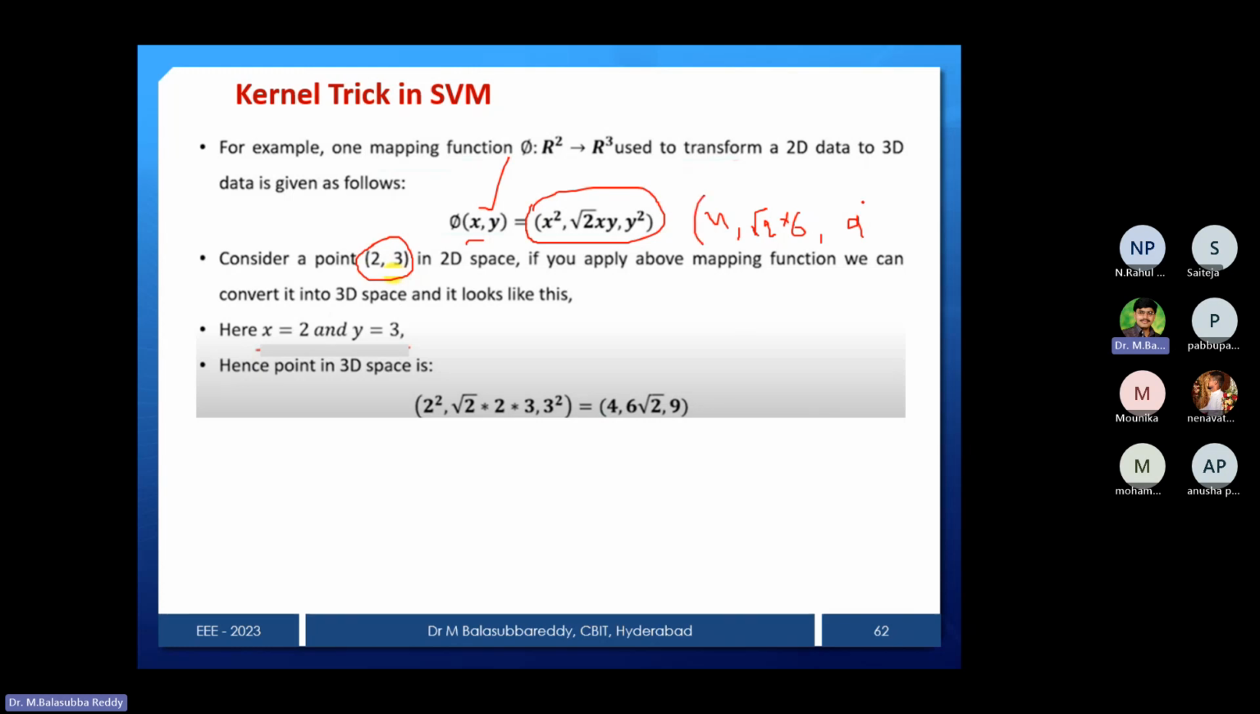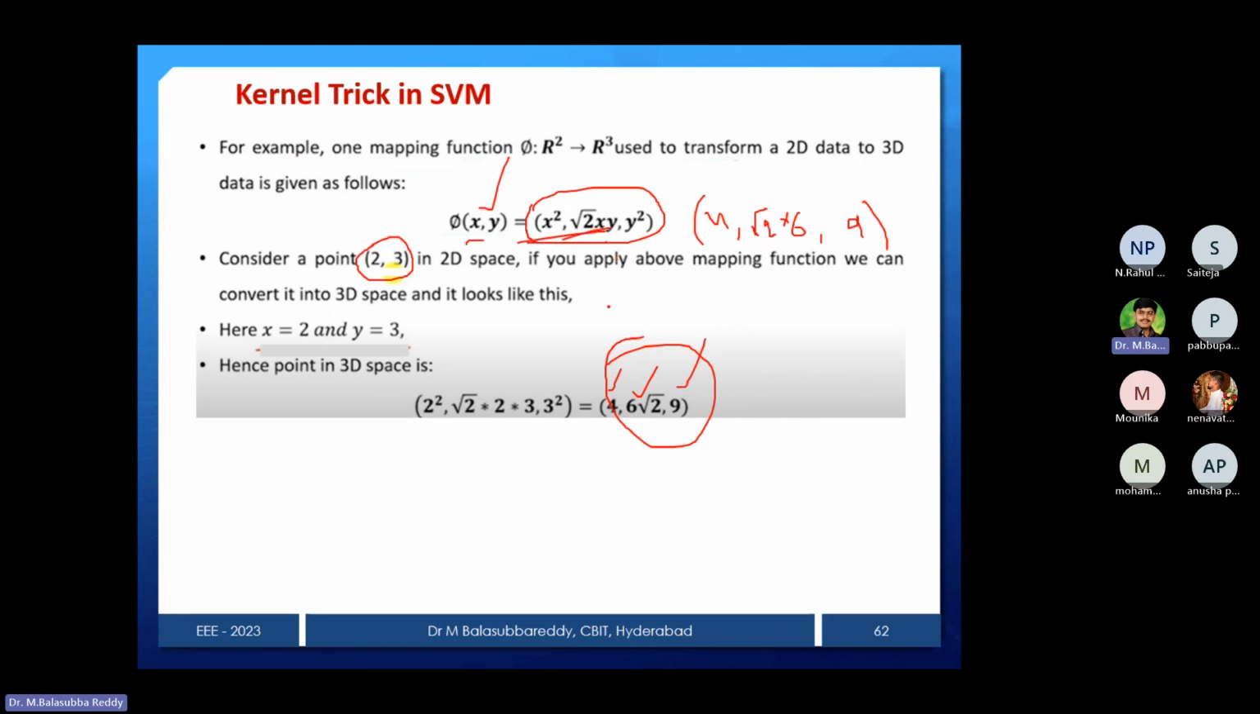So now this is the new point. Where you have to plot, you can see 4, then root 2 into 6, which I can write as 6 root 2, and 9. This is the new point that has arrived. Once the new point has arrived like that, you have to convert all the points using this formula.